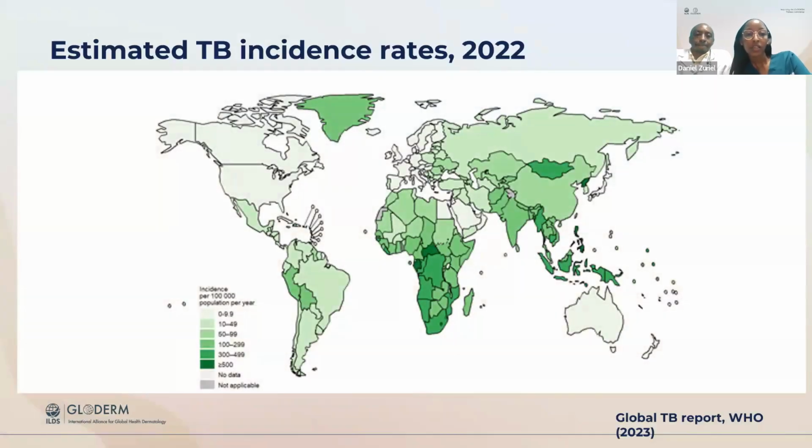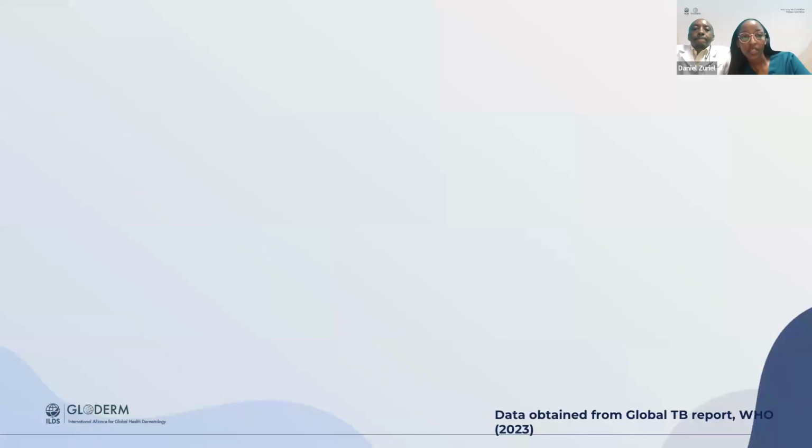So this map highlights the incidence of TB that was recorded in 2022. You can see from this map that the incidence exceeding 500 was mostly in the sub-Saharan region. Between 300 and 499 was mostly in the West Pacific region and a little bit of Asia. And these areas are, from what we discussed earlier, what we now refer to as the tropical areas.